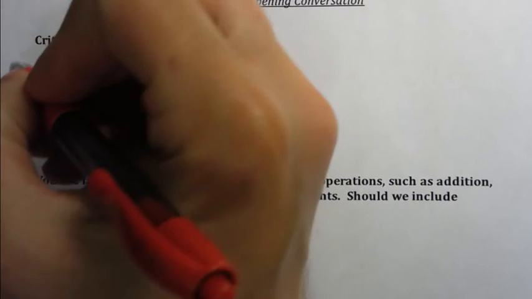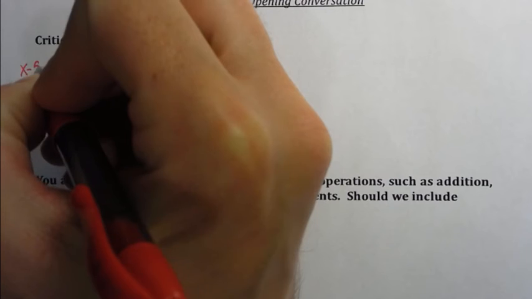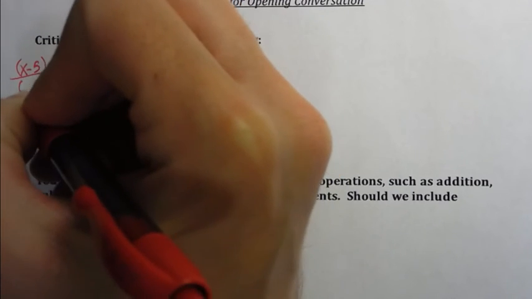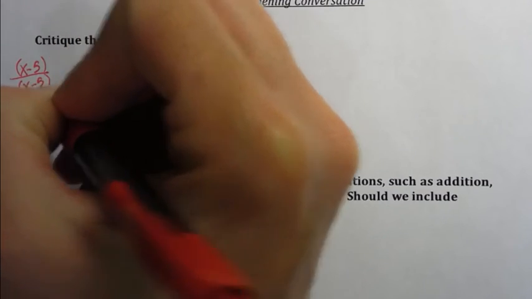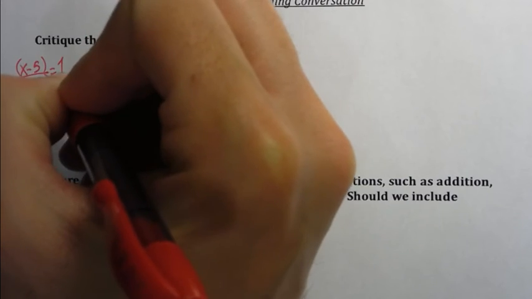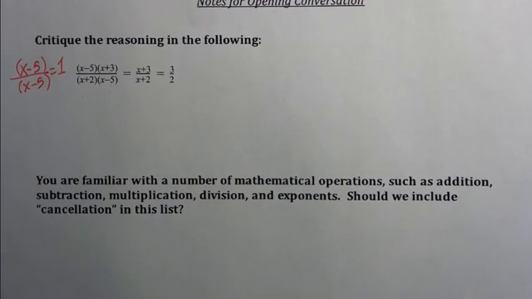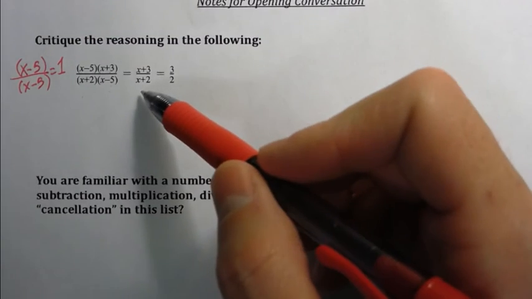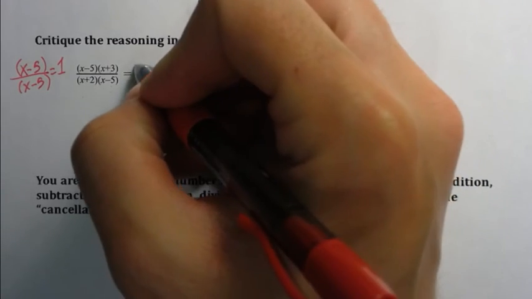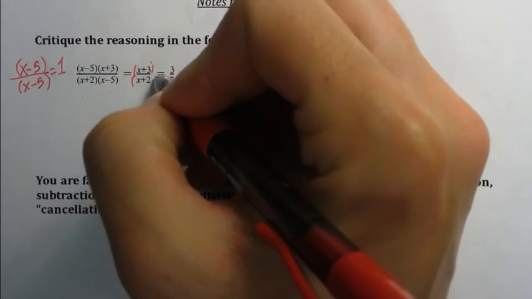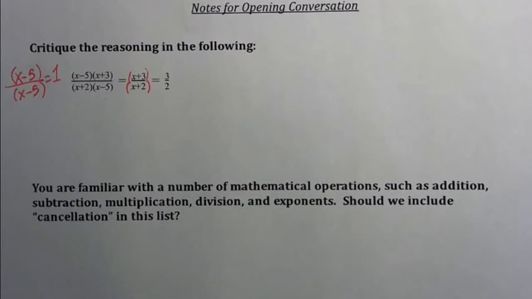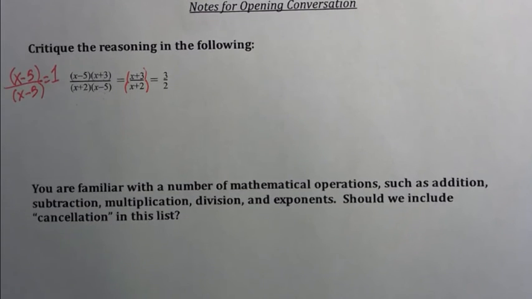And they would be dividing those out by dividing by each other and essentially making it equal to 1. Because you figure that x minus 5 divided by itself, well, that is supposed to equal 1. So now we're at step 2, where you're only left with x plus 3 on the top and x plus 2 on the bottom, and that is equal to 3 halves.